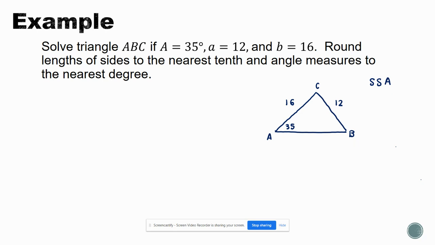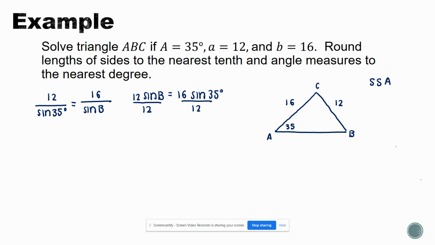Just like all the other times, let's go ahead and use the law of sines to first and foremost find the only thing that we can, which would be angle B. Because I'm given the side of 12, and I know the angle across from it is 35, we'll have 12 over the sine of 35 degrees. That equals the only other side we have, 16, and that's across from angle B, so 16 over the sine of angle B. When I cross multiply, we'll have 12 times the sine of B equals 16 times the sine of 35 degrees. We'll divide by 12.